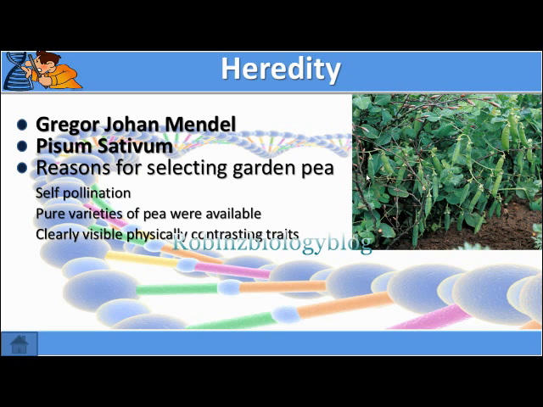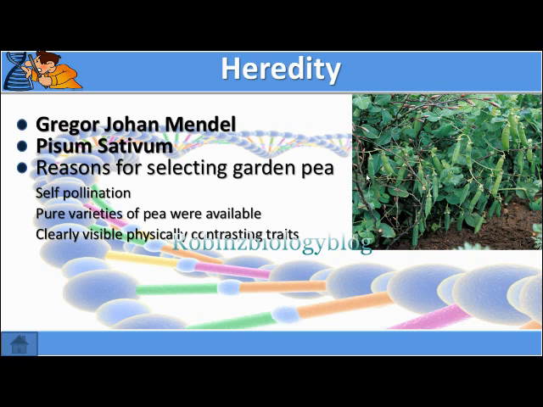Next important trait here is that clearly visible physically contrasting traits were available, which means for Mendel there was no need for him to get into the genes and other details. Whatever you see physically, that is evidence, you can use it, and that's how he conducted his research.